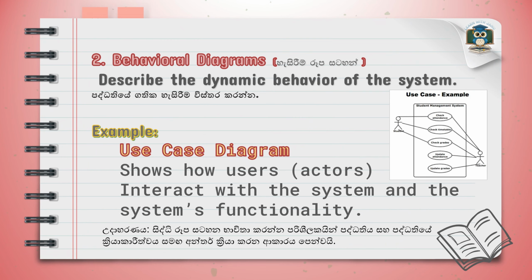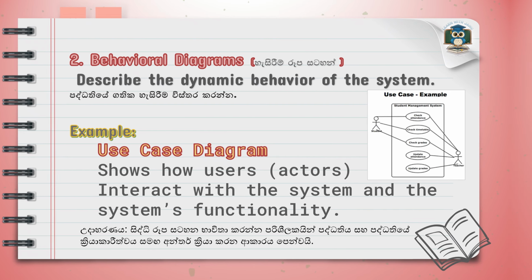Let's see the second one. The second one is behavioral diagrams. We use these behavioral diagrams to describe the dynamic behavior of the system. For example, we can take the use case diagram. A use case diagram shows how users interact with the system and the system's functionality, and this is the example for a behavioral diagram in the UML.